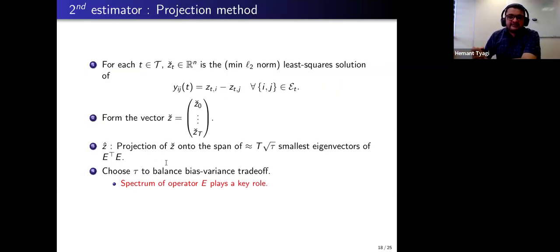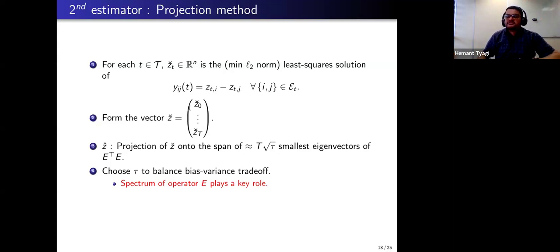The second estimator that we considered is a bit different, and it's motivated by this Laplacian eigenmaps estimator that people consider for denoising smooth signals on a graph. So this estimator is the following. You solve locally, at each time point, for the minimum L2 norm least squares solution of this linear system, because it's not going to be unique typically, right? So once you get these local solutions, you stack them to get this intermediate estimate Z check.